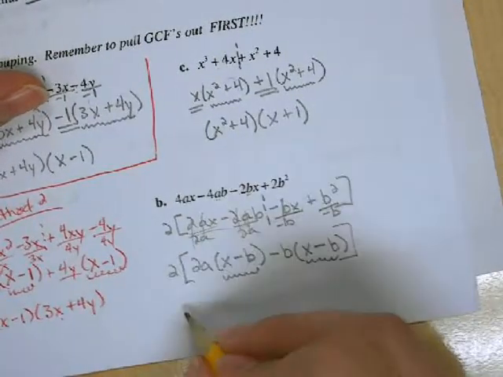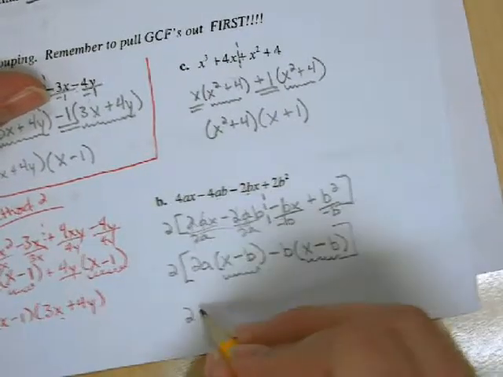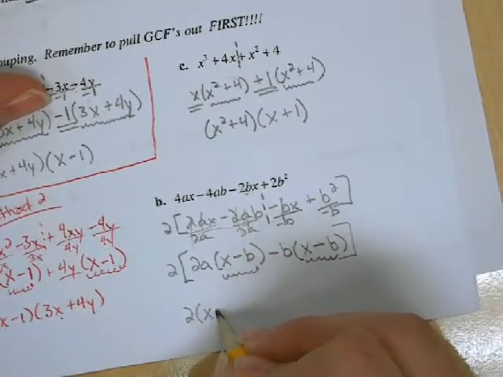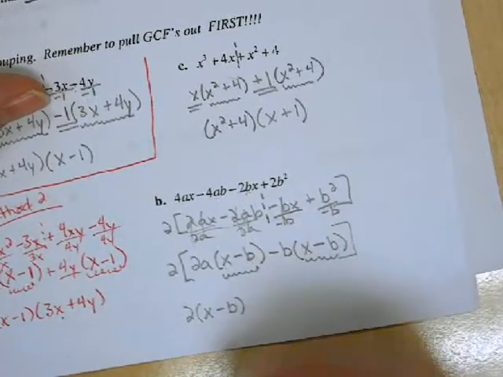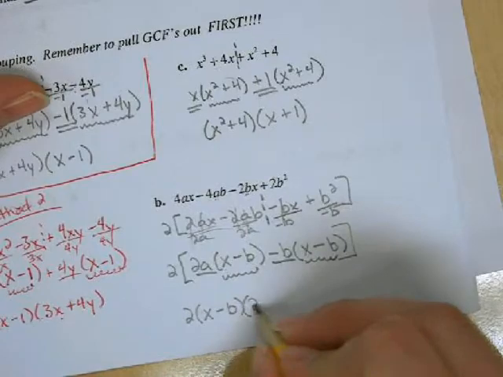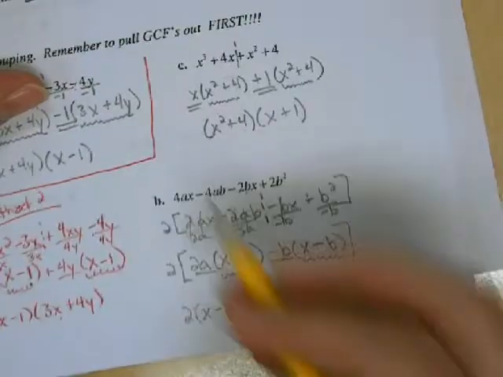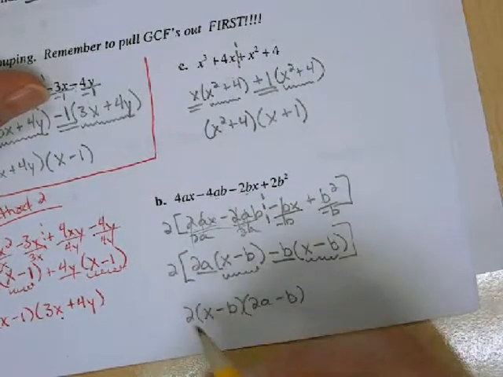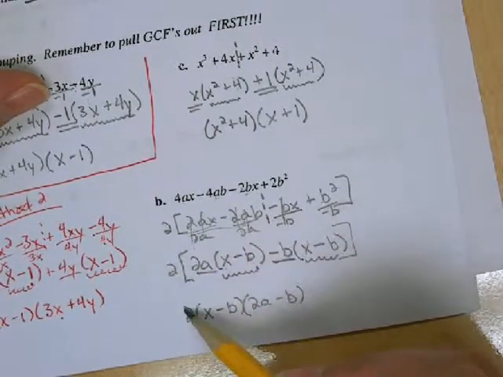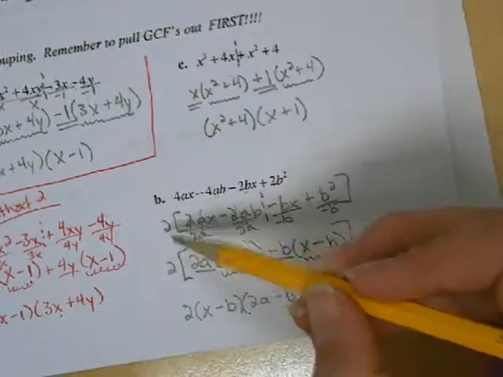That 2 is still out front. We can drop the brackets now because we're not going to need them anymore. We get the x minus b out front, and what I'm left with is 2a minus b. That 2, this one's the 2 from the very front. Notice it drops all the way down. Be very careful not to lose that 2 in front. That tends to happen a lot. Keep that 2 out front.